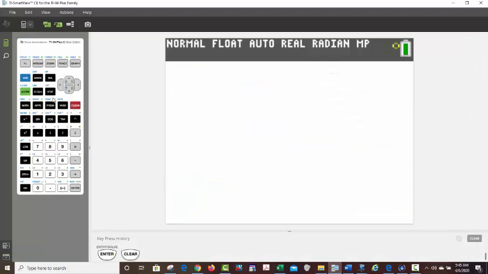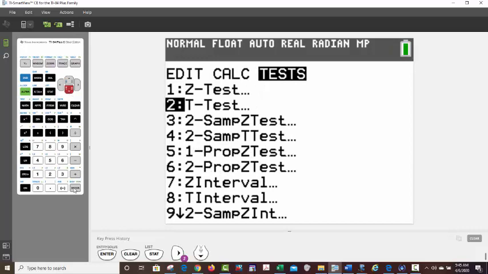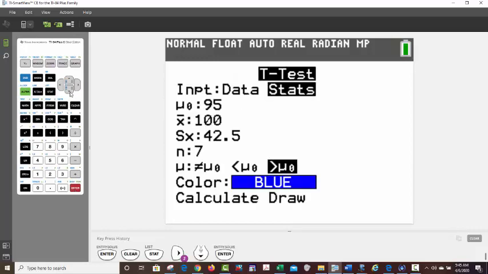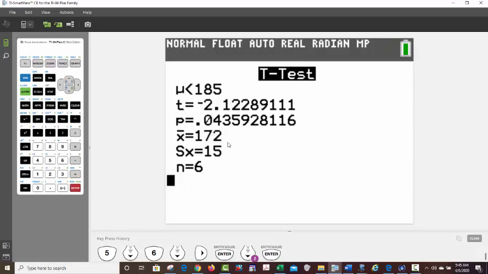So we can run this one through the calculator real quick. Stat, Test, T-Test. 185 was what we're testing against. 172 was the sample mean. I believe the standard deviation was 15. N was 6. And it was a left-tailed test, so I have to pick the less than option right there. So there's the test statistic, negative 2.123.